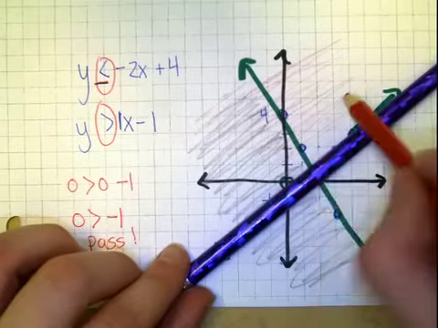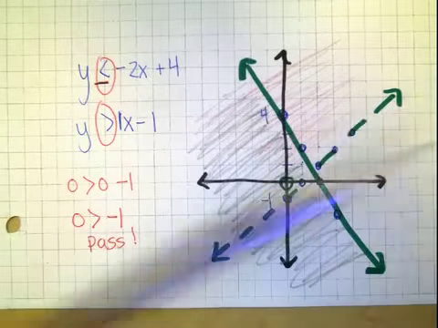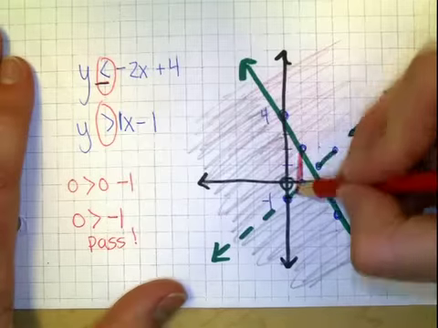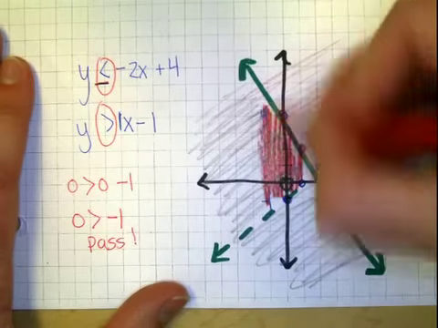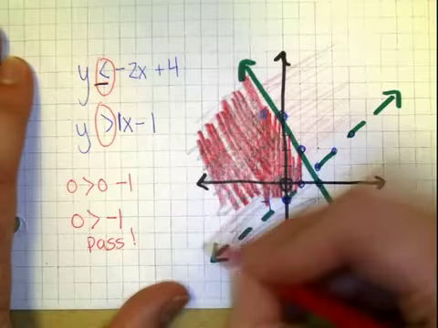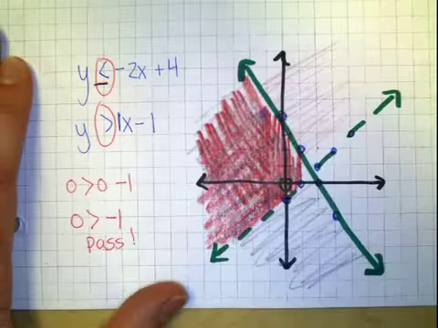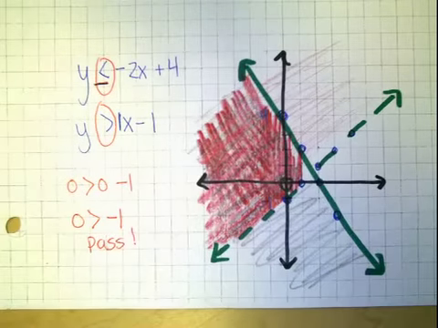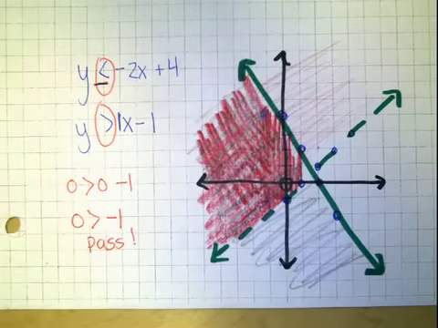So you can see where the dark shaded region is going to be. I've shaded 2 times, both times right here. So I'm going to make this really, really dark. And that's going to be my answer. That's how I graph a system of inequalities.